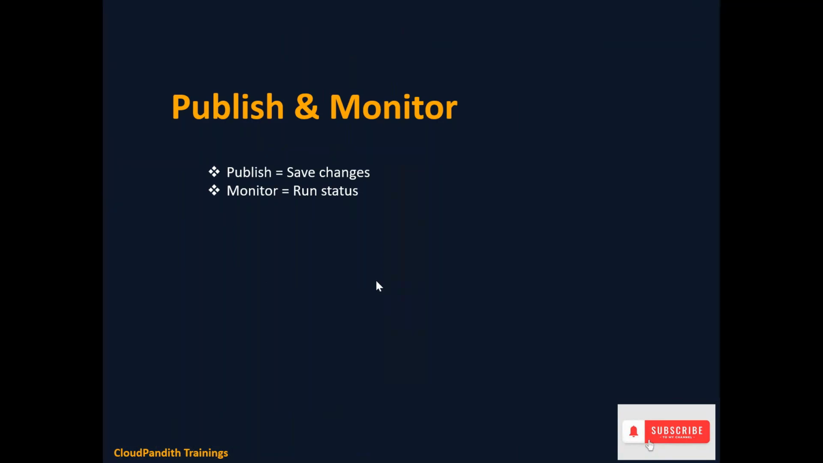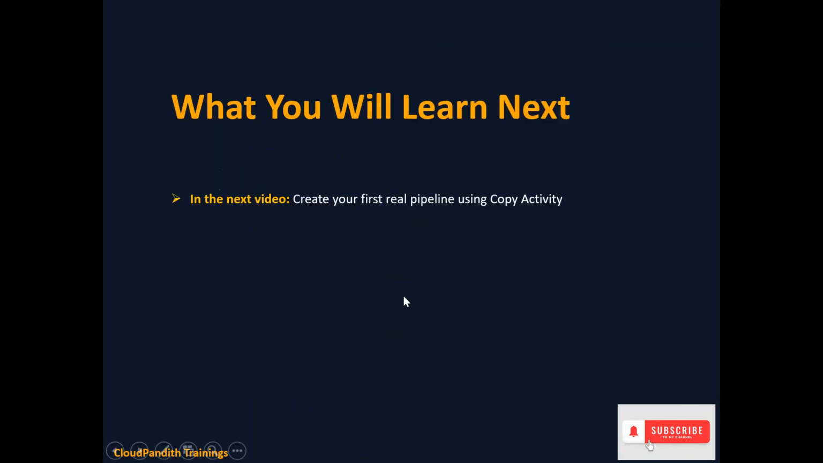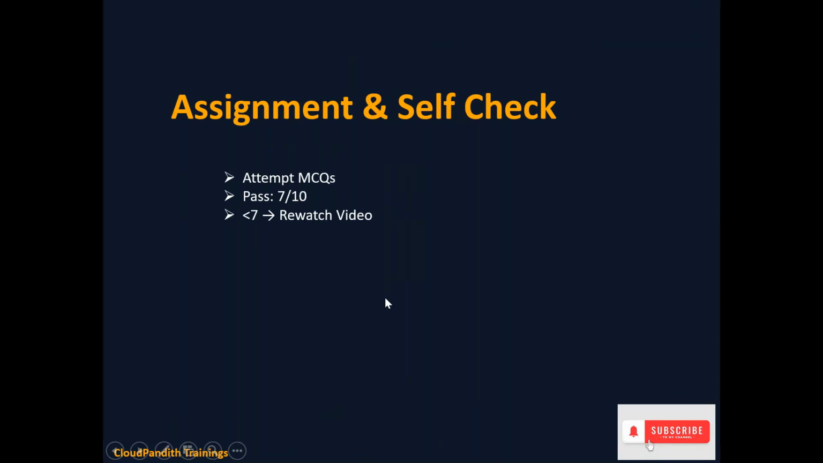Next, you have a monitor tab. Monitor is like checking delivery status. It tells whether the pipeline succeeded or failed. It will just tell you the run status. So in the next session, we will learn how to create your real-time pipeline using the copy activity. But today, let's continue to discuss the remaining things.